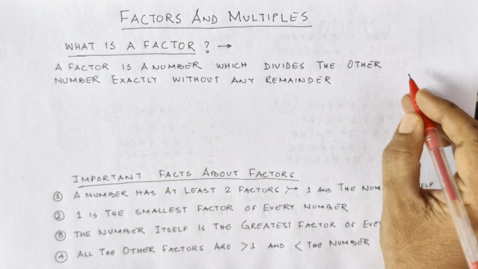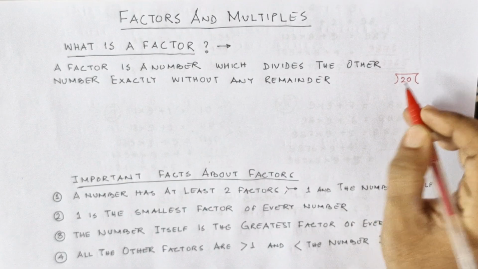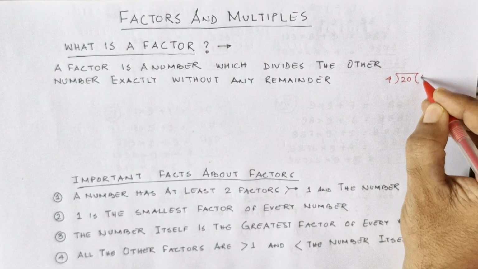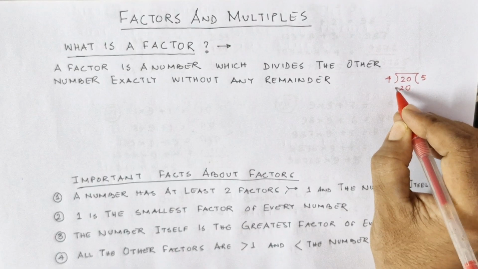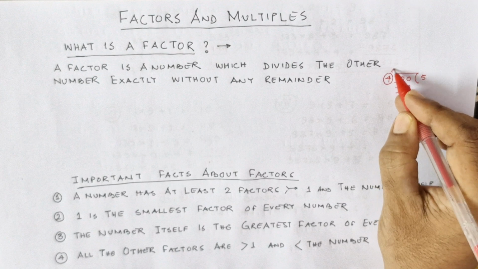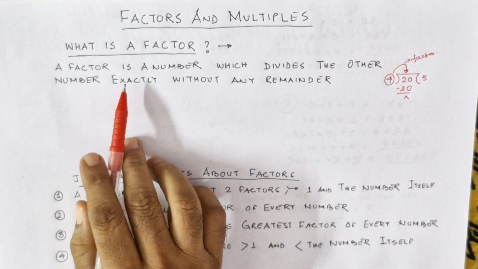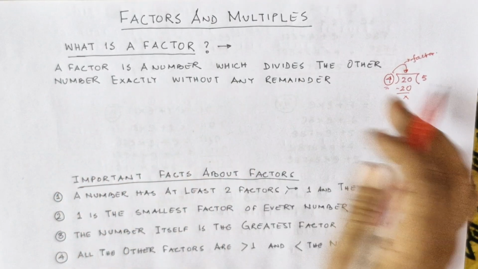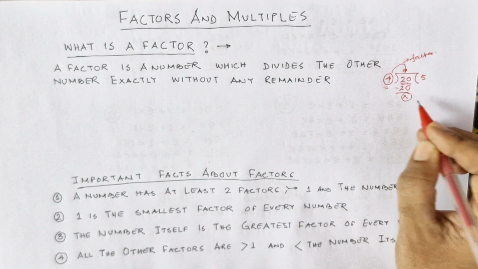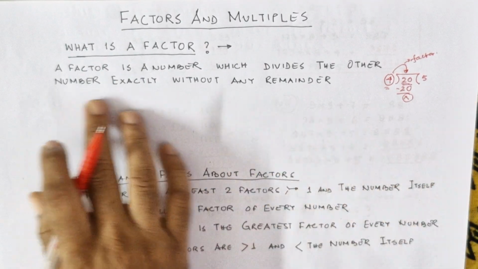Now, what does this mean? For example, if I take the dividend as 20 and the divisor as 4, it is evident that 20 is exactly divisible by 4. So 4 times 5 is 20. Got it? So here 4 is a factor of 20. So a factor is a number which divides another number exactly without any remainder. Now I'll give an example here.